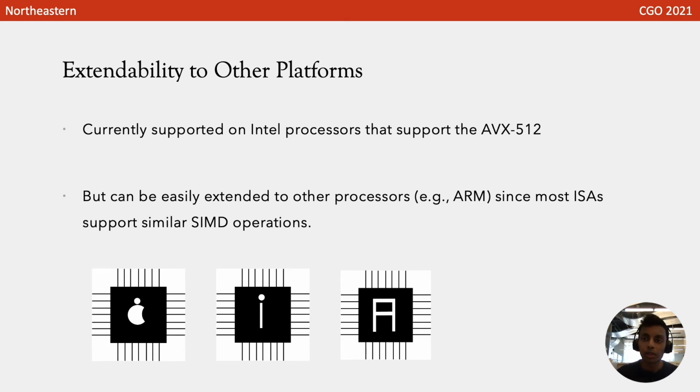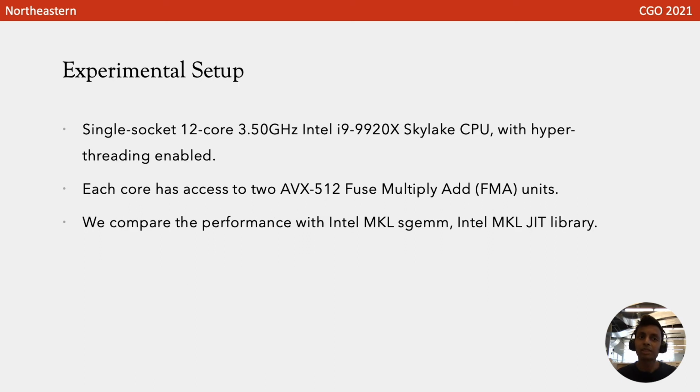Although in this work we target the Intel AVX512 architecture, it can be easily extended to other platforms because most of the ISAs provide similar SIMD constructs. And for our experimental setup, we use a single socket 12-core 3.5 GHz Intel i9 with a Skylake architecture, and we also enable hyperthreading. So each core has access to two AVX512 FMA units.